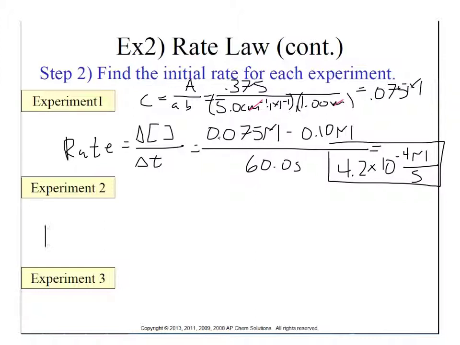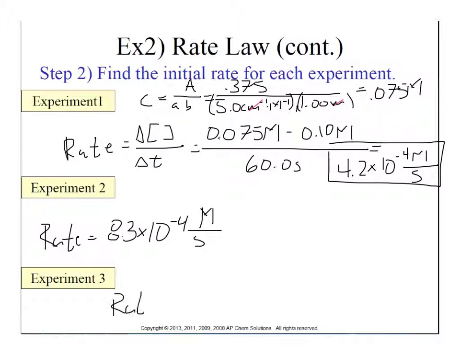So then the rate of the second reaction winds up being, I get 8.3 times 10 to the negative 4th molar per second. And then the rate for the third reaction I get is 8.3 times 10 to the negative 4th as well. Hopefully you get something similar.